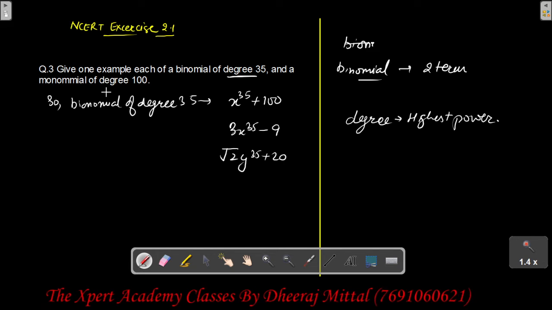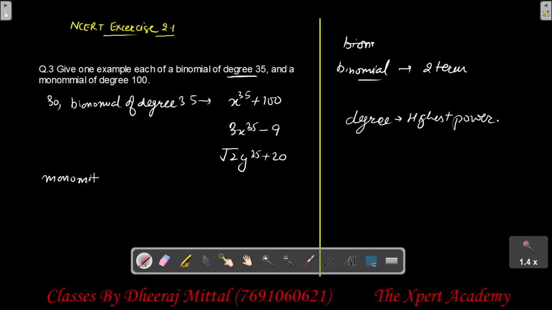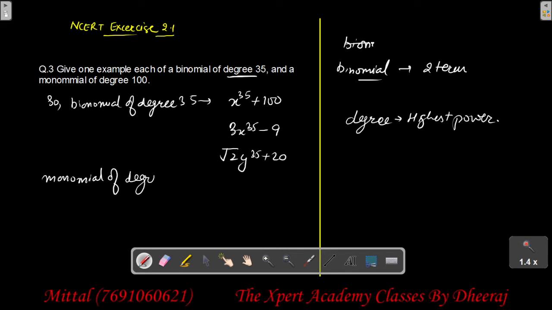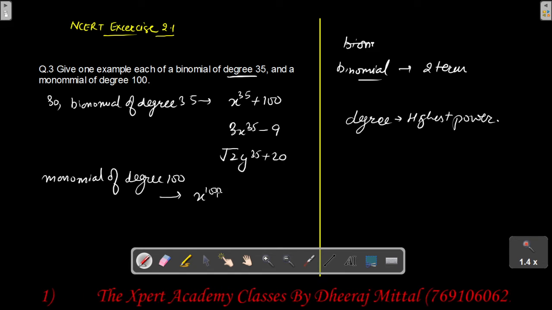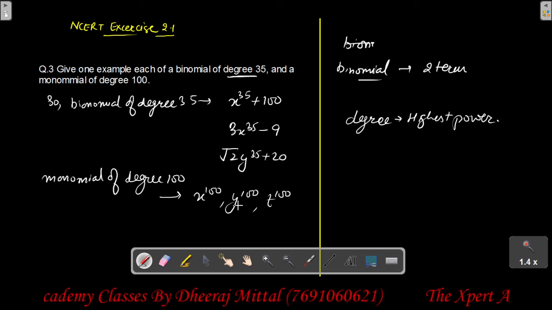And a monomial of degree 100. So what is a monomial? A monomial is a polynomial with only one term. So examples will be x to the power 100, y to the power 100, t to the power 100 and so on.